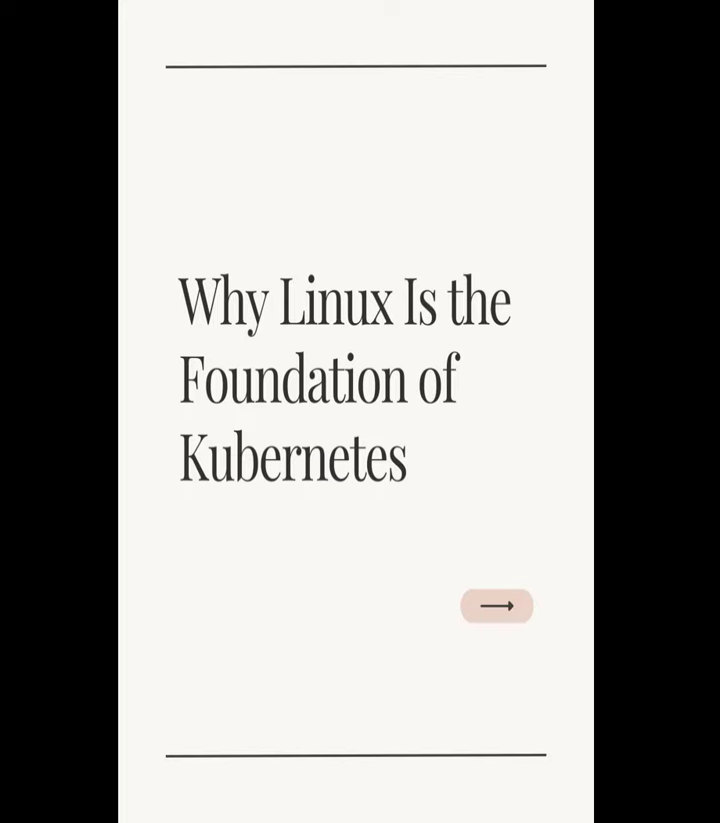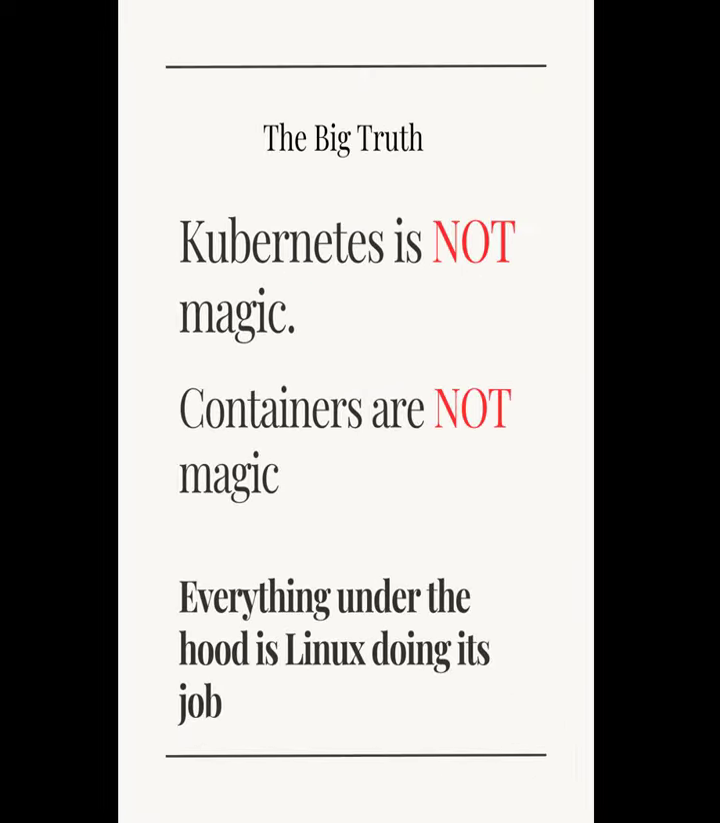You won't believe this. Kubernetes doesn't create containers, limit CPU, or even manage networking. Linux does everything. Kubernetes just orchestrates it. And once you see this, everything makes sense. Kubernetes isn't magic, and containers aren't magic either. Everything happening inside a pod is simply Linux doing its job.